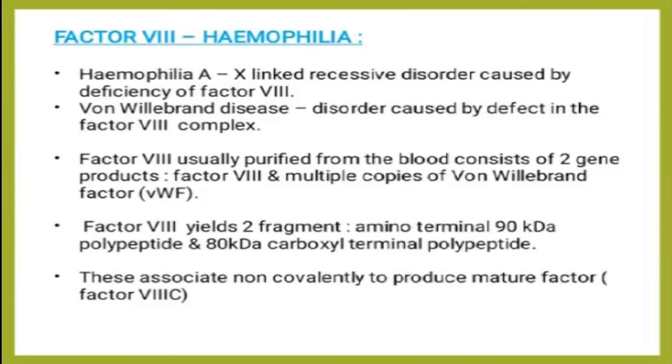Next one, factor 8 and hemophilia. Hemophilia A is an X-linked recessive disorder caused by the deficiency of factor 8. Von Willebrand disease is a disorder caused by a defect in the factor 8 complex. Factor 8, usually purified from blood, consists of two gene products, that is factor 8 and multiple copies of von Willebrand factor. Factor 8 yields two fragments, an amino terminal 90 kDa polypeptide and an 80 kDa carboxyl terminal polypeptide. These associate non-covalently to produce the mature factor, factor 8C.